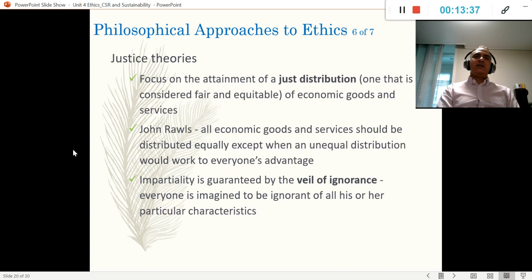Then we have the justice theory. In the justice theories, we say that, for example, everything must be fair and equitable. Everything must be just and fair, right? According to the law, according to general law, etc. Right? So in this case, everyone should have exactly the same thing. So very good.